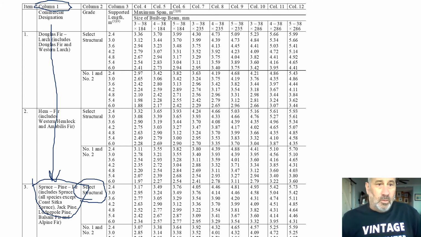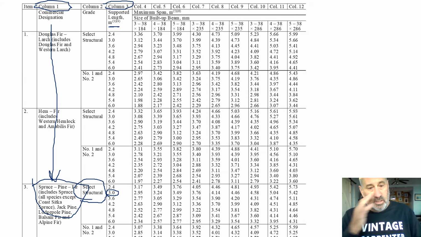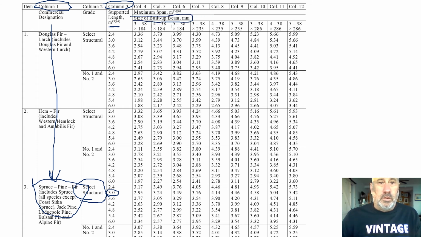Then we find in column 3 our supported length of our joist. So whatever those two spans ended up to would be our supported joist length. And for the sake of argument, we have a 3 meter supported joist length. So let's say there's 1.5 meters on each side of the beam. And then we can choose what size of beam we want. And that is right there.